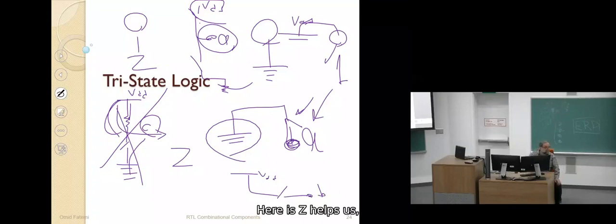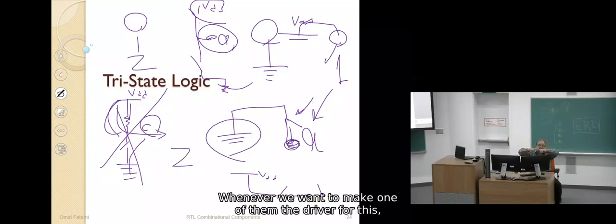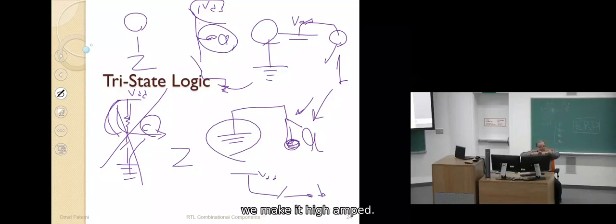And here Z helps us, the Z state helps us. So if we have things that are connected together, whenever we want to make one of them be the driver for this, we make the other one Z. We make it high impedance. So this is high impedance. It means that it is open. It is float. And the other one drives that. So this is a very, very useful application that we would have for high impedance.